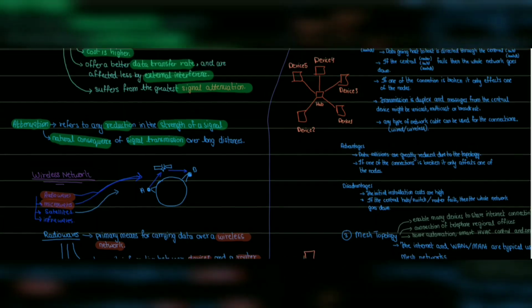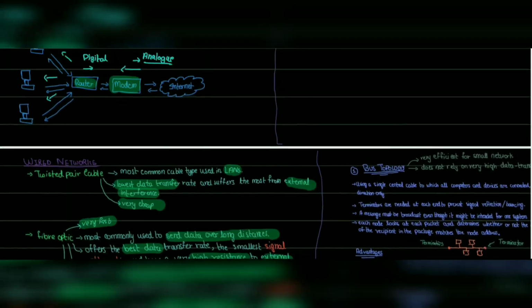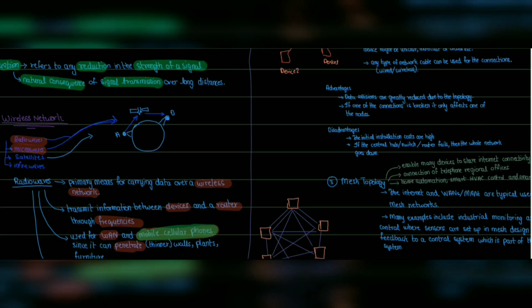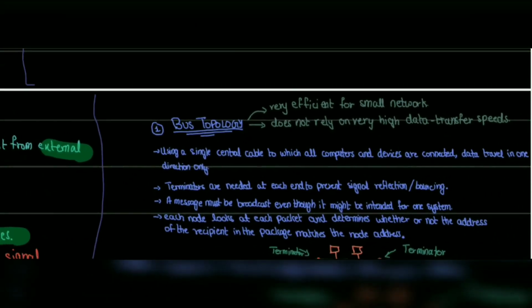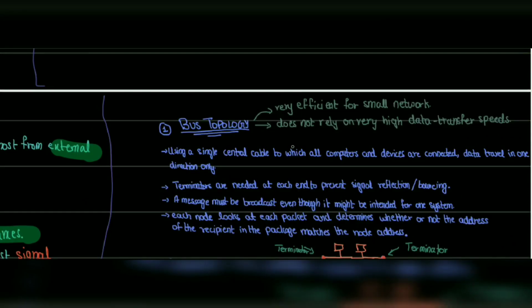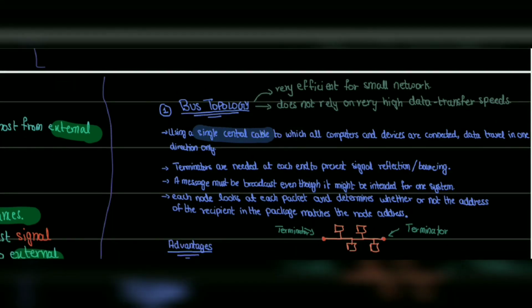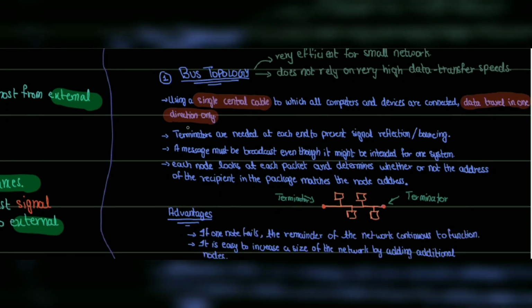Alright, so these were the wireless networks and these were the wired networks, and now we are coming to topologies. Let's start with bus topology. The bus topology uses a single central cable to which all computers and devices are connected. Data travels in one direction only. Terminators are needed at each end to prevent signal reflection bouncing.